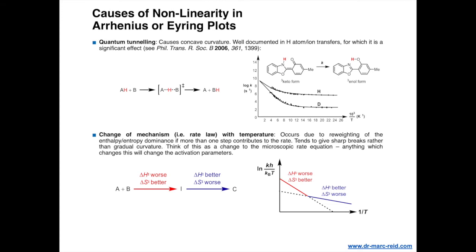Another example of curvature occurs when there is reweighting of the enthalpy and entropy dominance in a multi-step sequence, such as that shown on the bottom left of this slide. It might be the case that below a certain temperature, step 1 is rate limiting, and that both steps have differing enthalpy and entropy features. A hypothetical resulting break in the linear Eyring plot is shown in the bottom right of this slide.